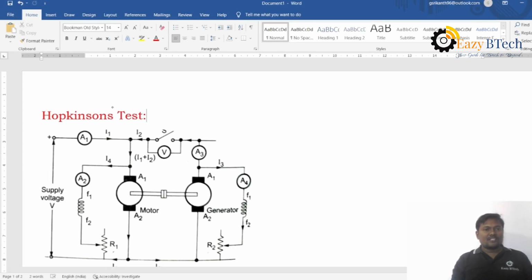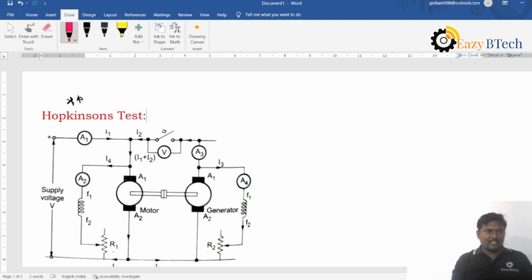So the next test is Hopkinson's test. This is the most important question and is repeated many times in university examinations. Hopkinson's test is also called a regenerative test, or back-to-back test.